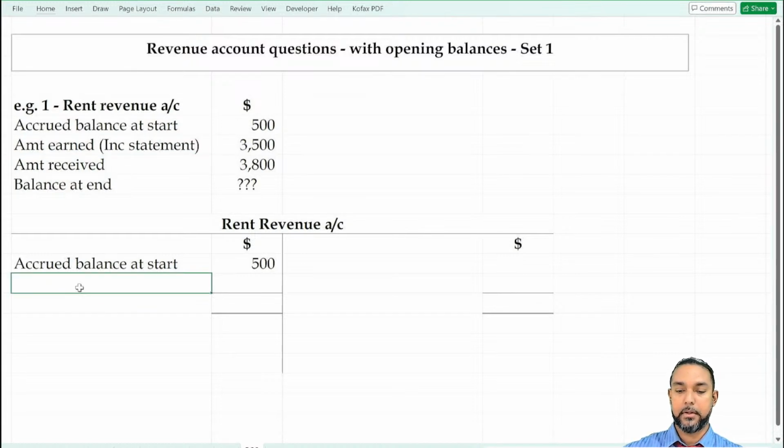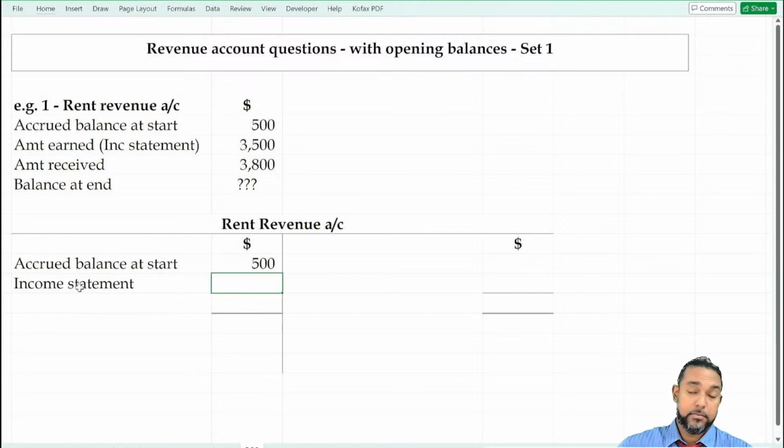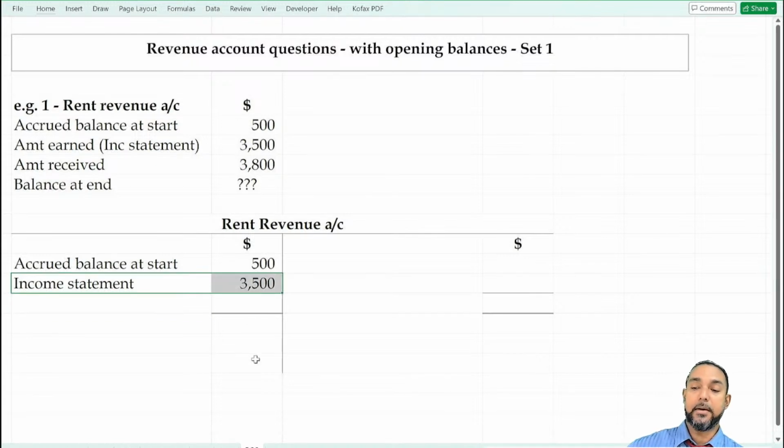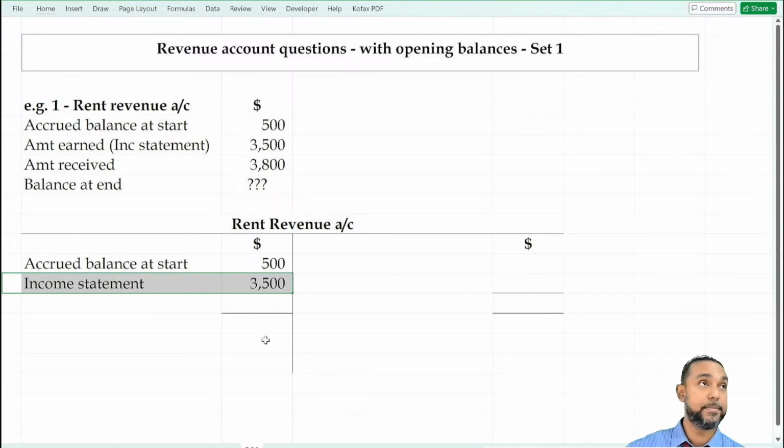All right, so that's going to go here: income statement. You could put revenue earned or rent revenue earned. I would prefer income statement because that's what it means, right? That's the amount that's going to be shown in the income statement. Remember, your income statement is that financial statement that shows the total revenue earned, the expenses incurred in the generation of the revenue which you earned, and the difference being either a profit or a loss. A profit if you earn more revenue than incurred expenses, or a loss if you incurred more expenses than earning revenue. All right. So this is the amount earned, right? The income statement figure is the amount earned in respect of revenue.